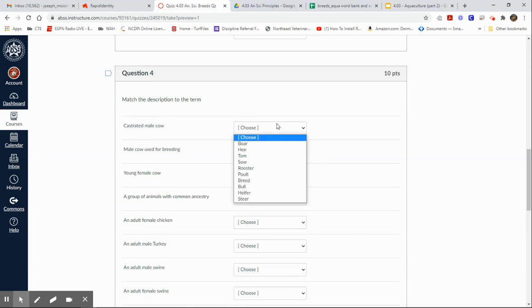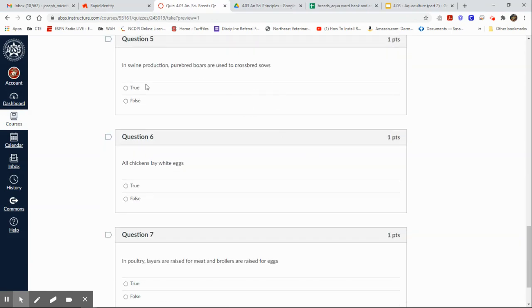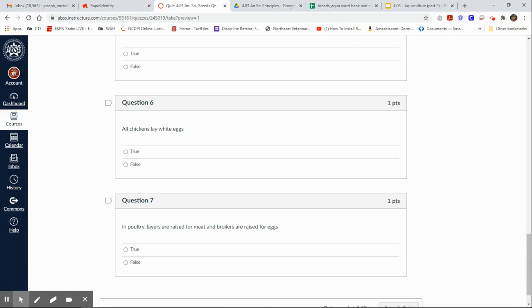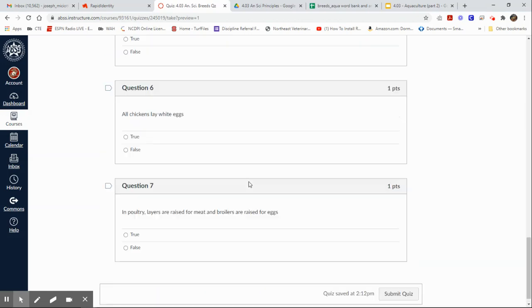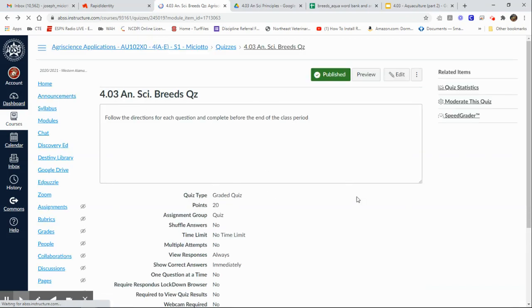So castrated male cow, right? Male cow used for breeding. And then the last 3 questions are true or false as well. So make sure you read those carefully. When you get done, you want to be sure to submit that. Now, the other 2 assignments that we went over today, right?